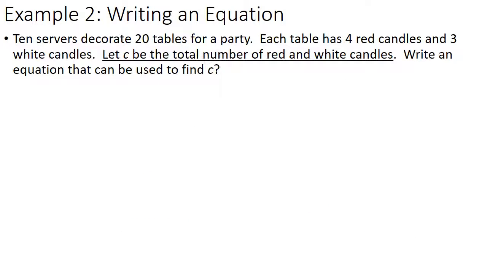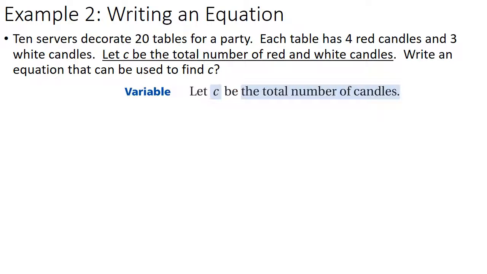So in example number 2 here, we are going to be writing an equation. Again, we're looking at 10 servers decorating 20 tables for a party. Each table has 4 red candles and 3 white candles. We're again going to let C be the total number of red and white candles, and write an equation that we can use to solve for C. So again, the first thing that we always do in this situation is define our variable. So we're going to let C be the total number of candles.